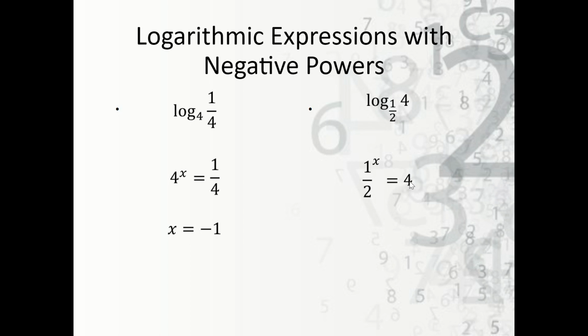Well, 2 to the second power equals 4, so it would be 2. And then we just need to make it negative so that it flips. So we get x equals negative 2.